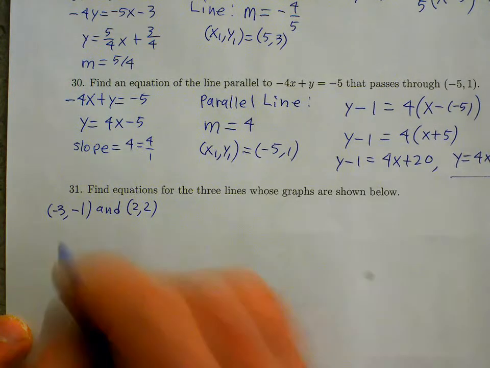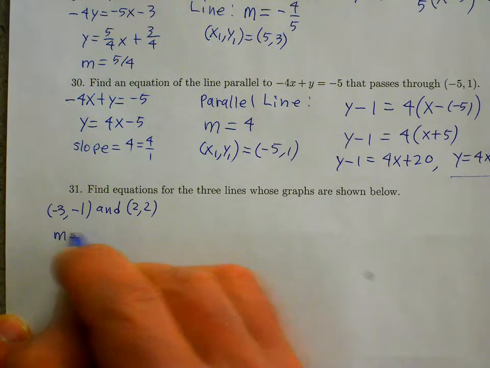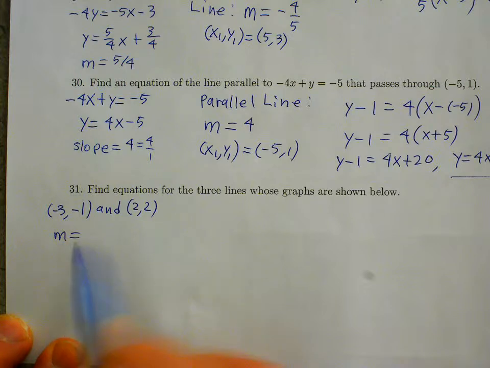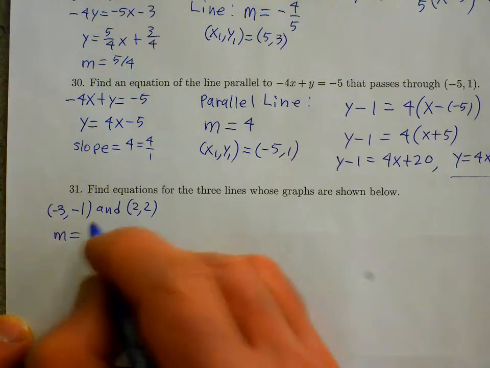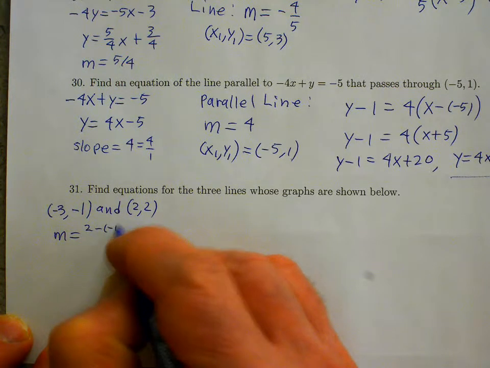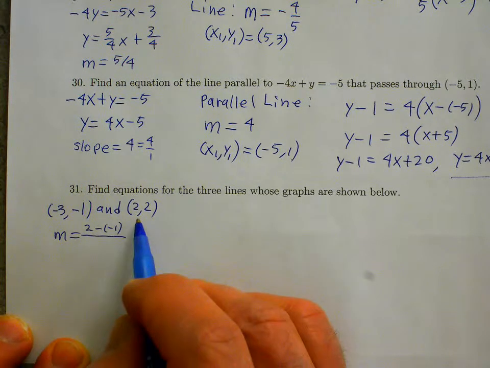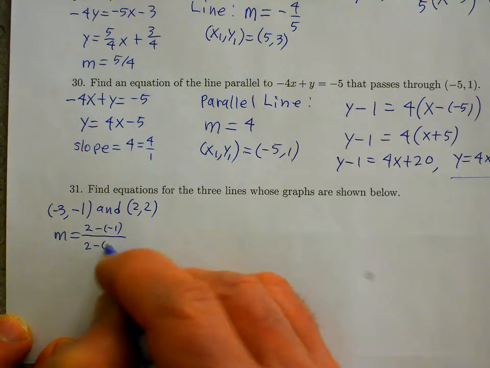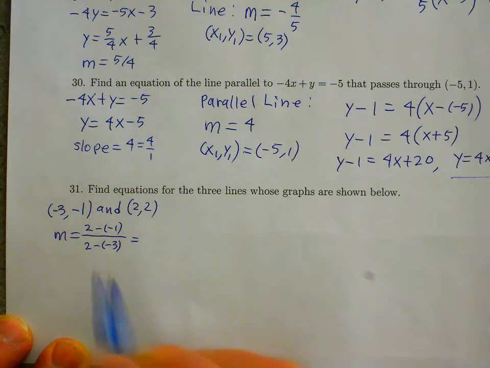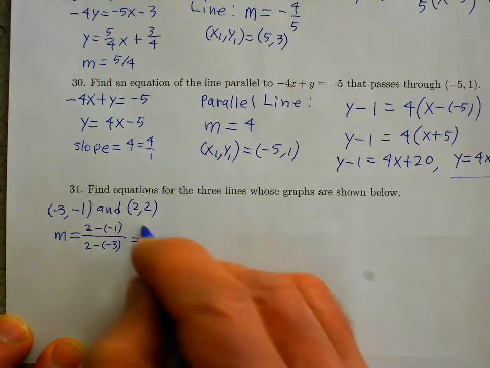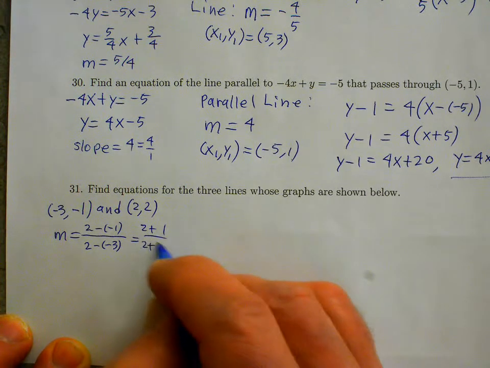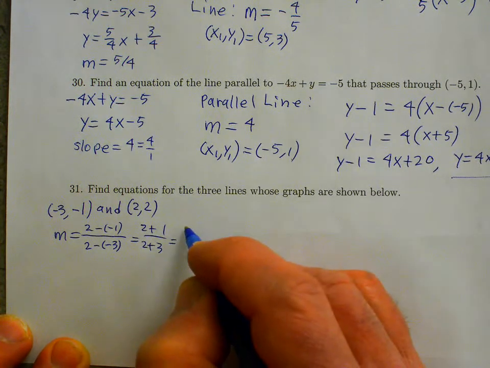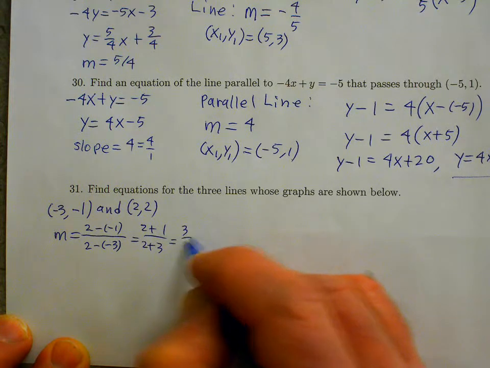Okay, so we need to find the slope. Using the slope formula, we get m equals, well, in the numerator, I'm going to write 2 minus -1, and in the denominator, 2 minus -3. And 2 minus -1 is 2 plus 1, and 2 minus -3 is 2 plus 3. So the slope is 3/5.